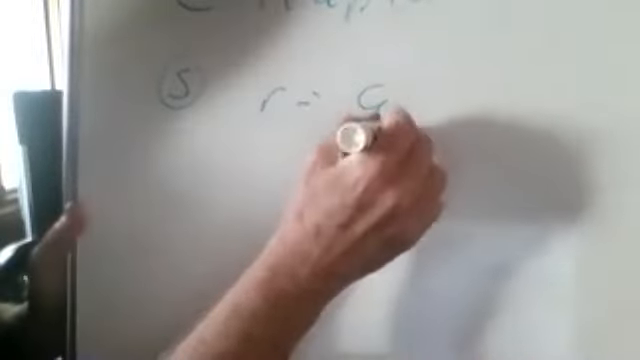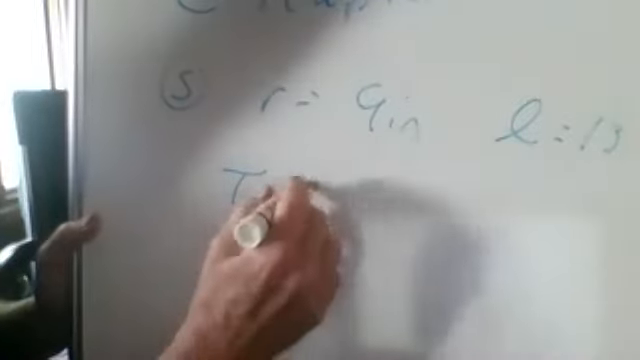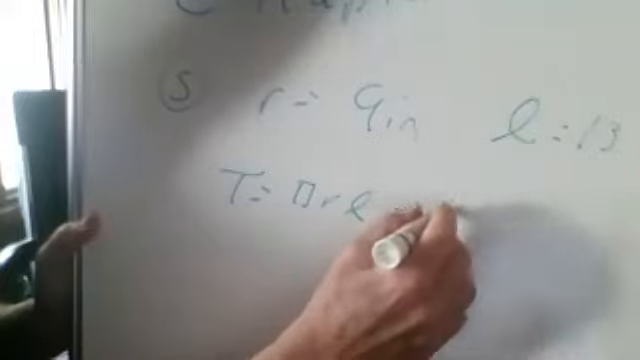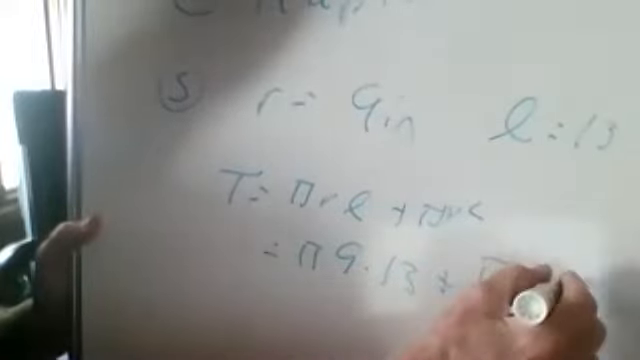All right, the radius of a right circular cone is 9 inches, and its slant height is 13 inches. Find the total surface area to the nearest tenth. Well, the total surface area is the lateral area, which is pi R L, plus the area of the base, which is pi R squared. Okay, so we have pi times R times L plus pi times 9 squared.